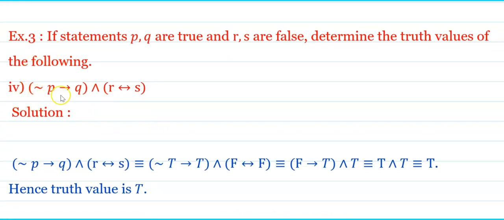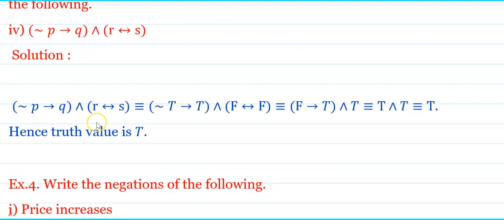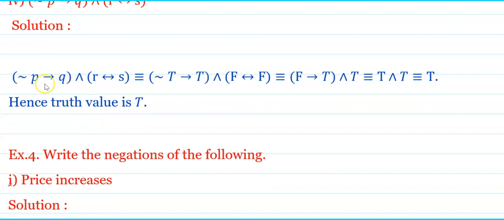Fourth one. Negation of P implies Q and in bracket R double implication S. Again we will substitute here. P and Q are T, R and S are F. Substitute as it is, its value. Negation of T implies T and F double implication F is equivalent to. Negation of T means what? F. F implies T. F double implication F, that is nothing but T. Okay. Now F implies T is T, and T and T, then we get T and hence the truth value is capital T.